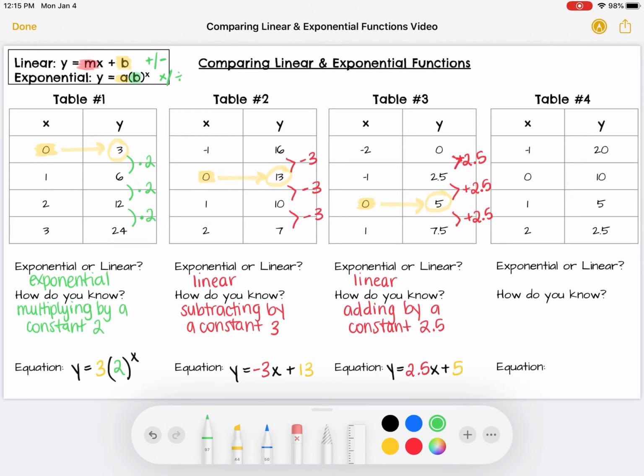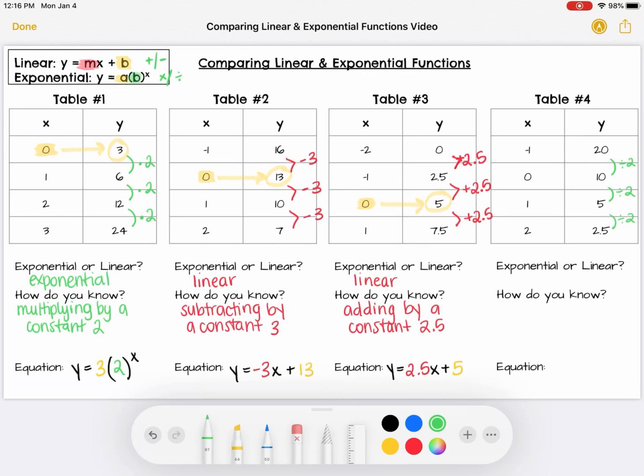Okay, so for division, I'm thinking 20 divided by what would give me 10? Well, that would be divided by 2, like dividing it in half, right? Half of 20 is 10. 10 divided by 2, that does give me 5. Perfect. 5 divided by 2, that also gives me 2.5. Again, if you're unsure when you're doing it, you can always check in a calculator, do 10 divided by 2, make sure it gives you 5. 5 divided by 2, make sure it gives you 2.5.